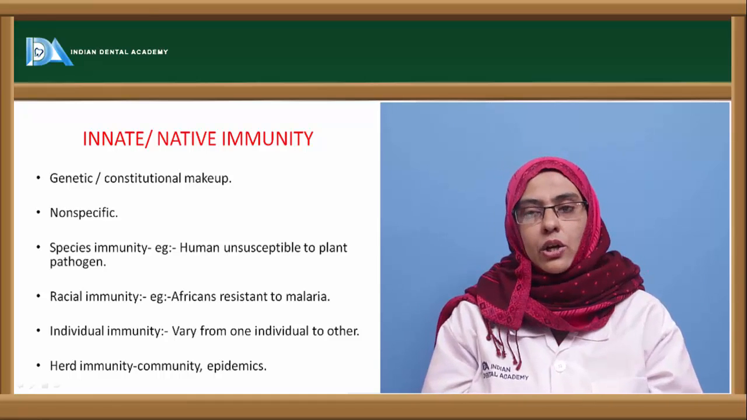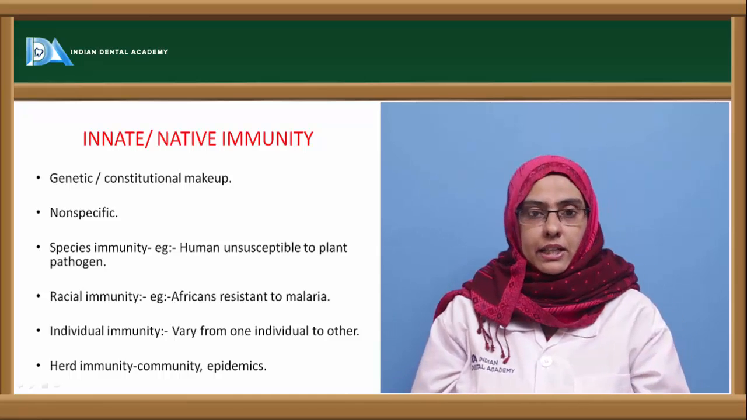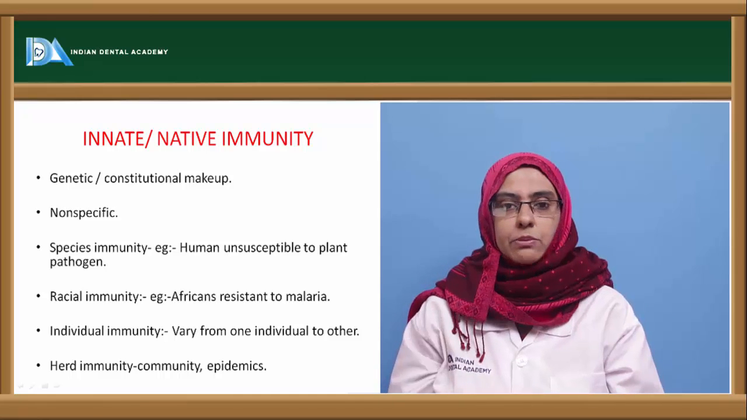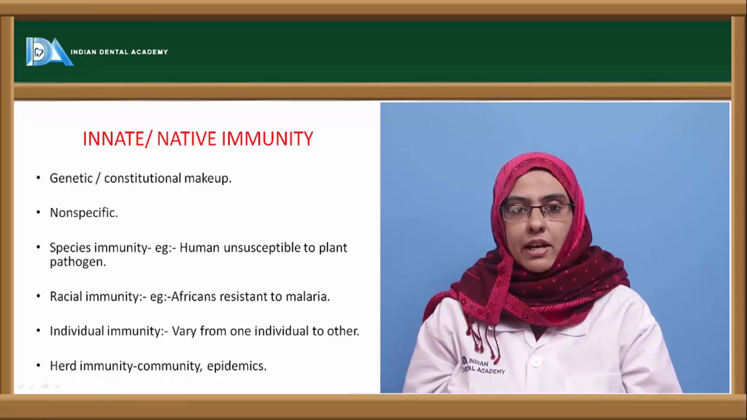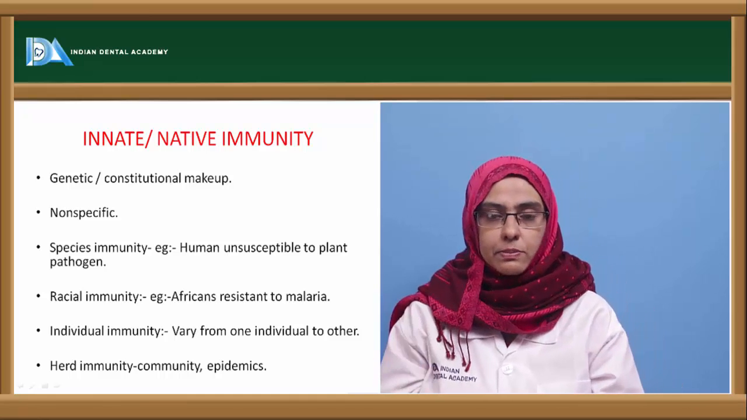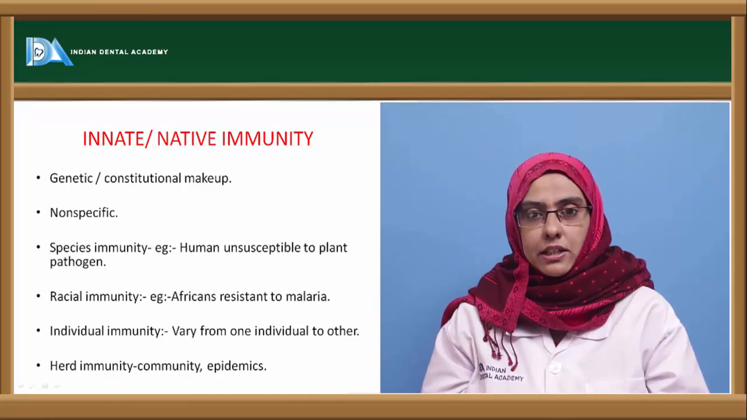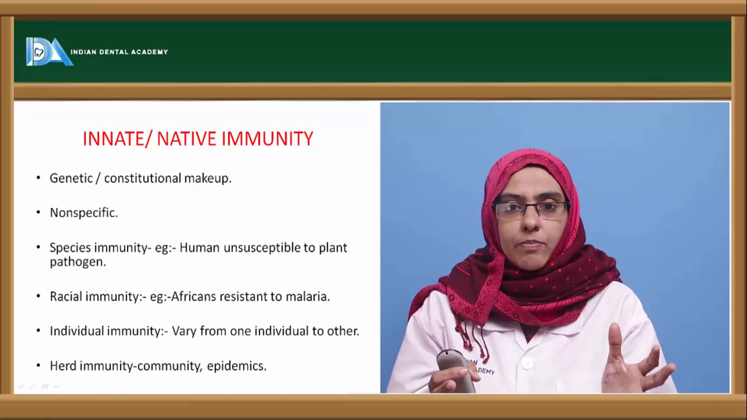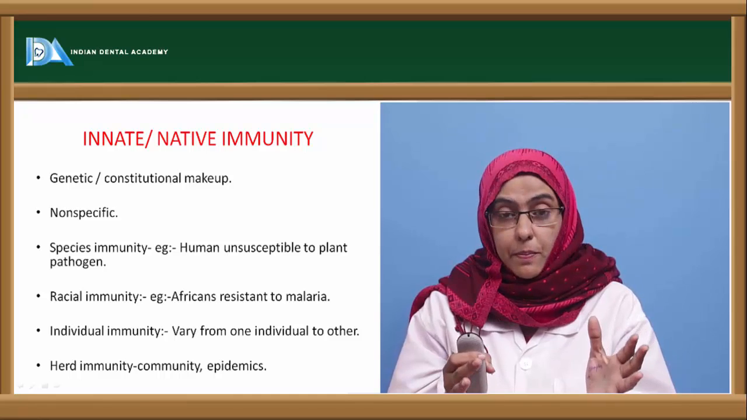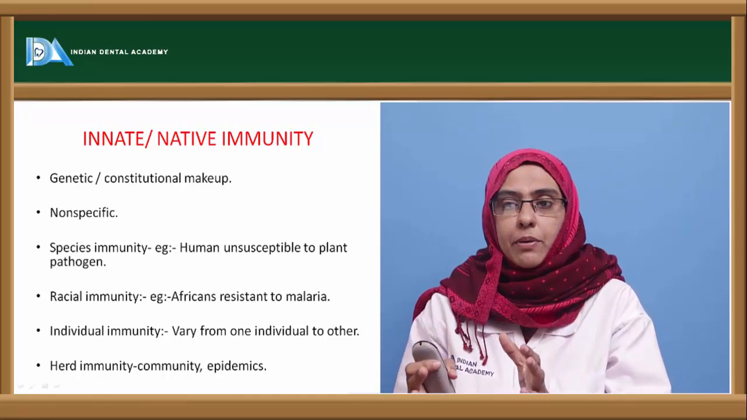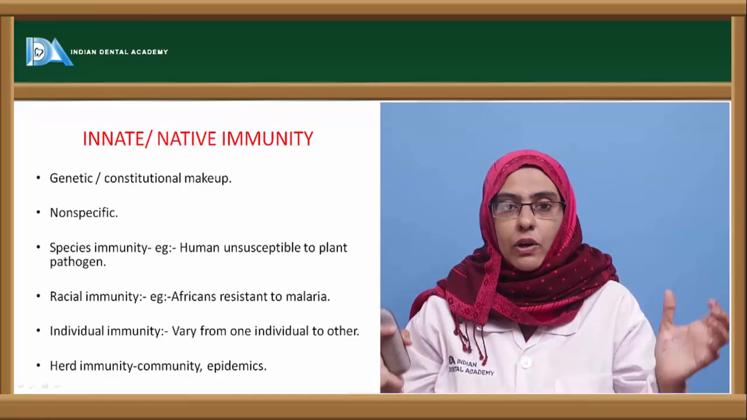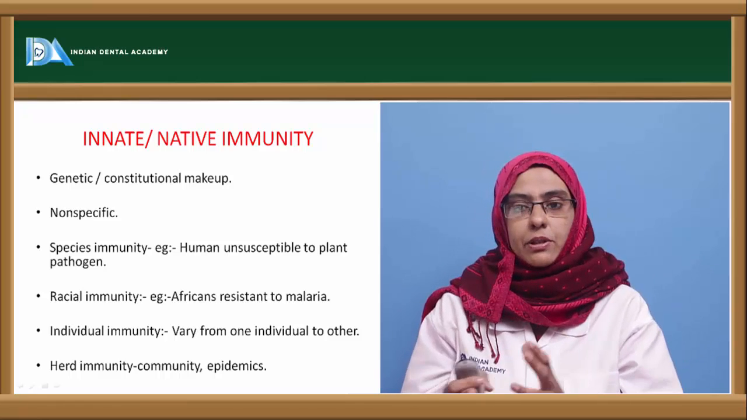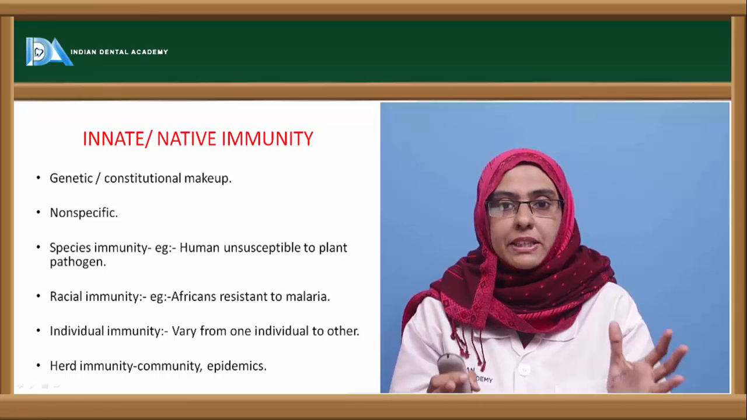Hence it is called non-specific immunity. And this can be classified as species immunity, racial immunity, and individual immunity. Now coming to species immunity, it is when a group of people, or a species, are resistant towards a particular type of infection. Take for example, we all humans are unsusceptible to plant pathogens. So that is called species immunity.